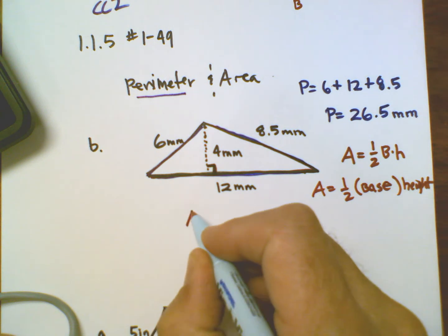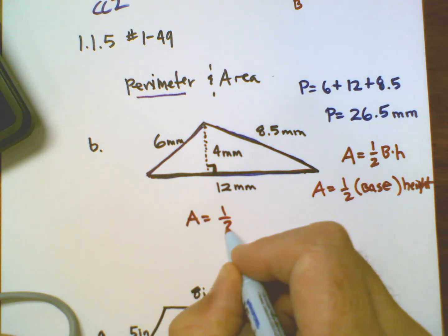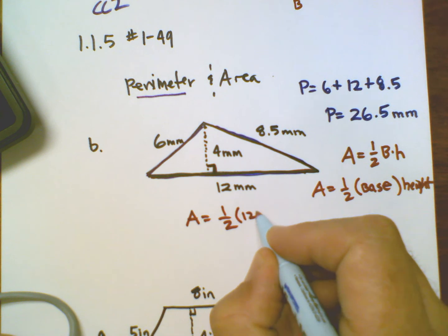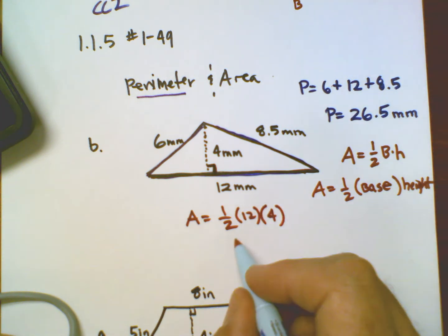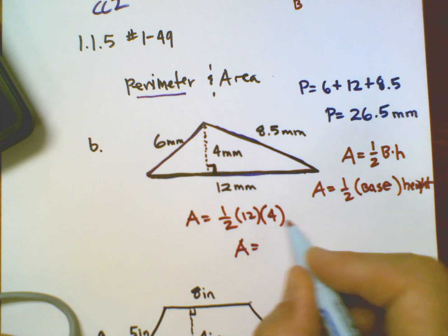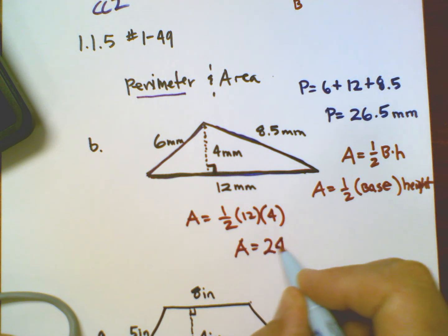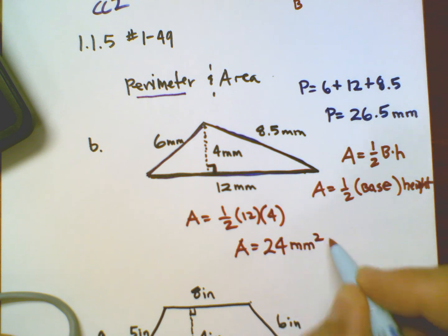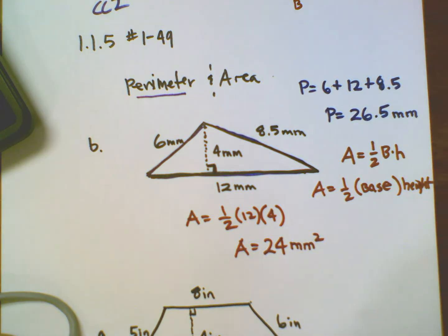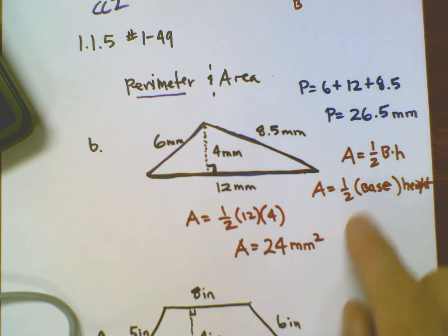So what we have for this problem is the area is equal to 1/2 the base, which is 12, times the height, which is 4. And my area now, if I do the multiplication here, would be 24. And remember, area is squared units. So it's millimeters squared. So there's my perimeter. There's my area. Okay? That's how you find them for a triangle.